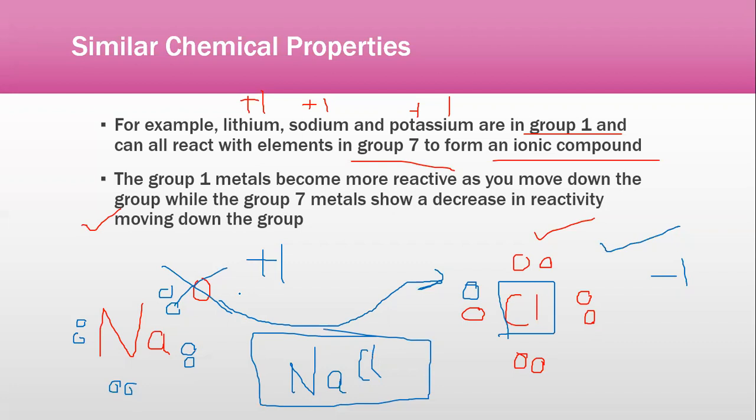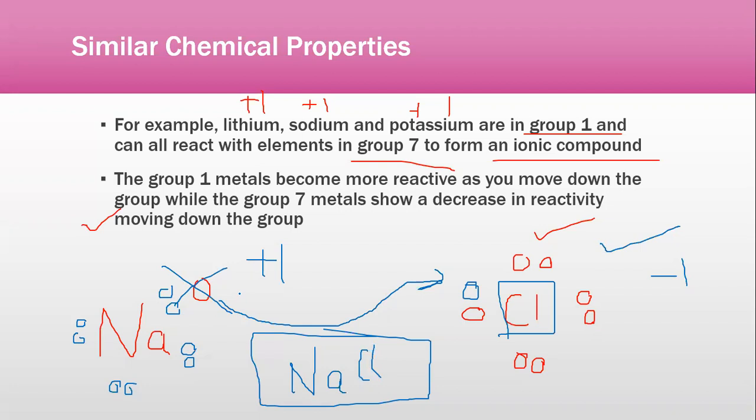So that is why they're saying lithium, sodium, potassium, all of them are in group number 1, and they can all react with elements in group number 7 to form an ionic compound. उनका जो reaction way होगा, the way they all react would be same as the other elements in the same group, because they all have similar electrons, they are all in the same group, and they all share similar chemical properties. The group 1 metals become more reactive as you move down the group, while the group 7 metals show a decrease in reactivity moving down the group.